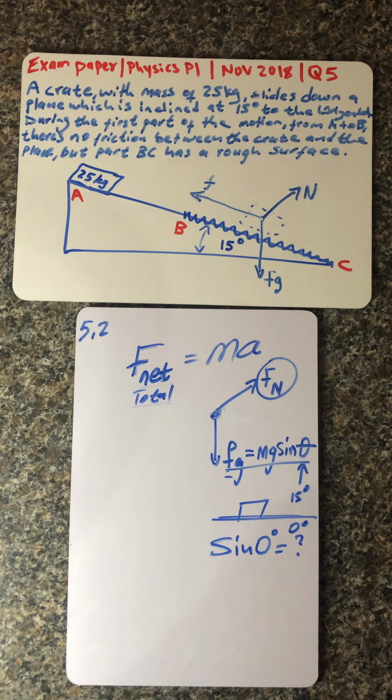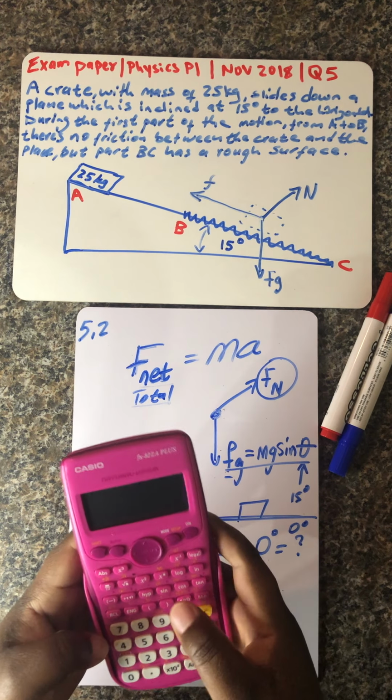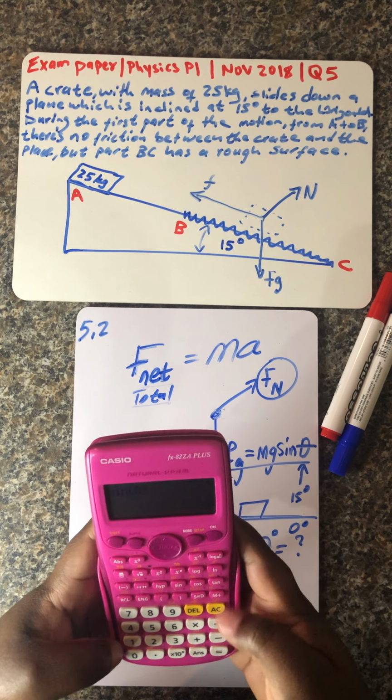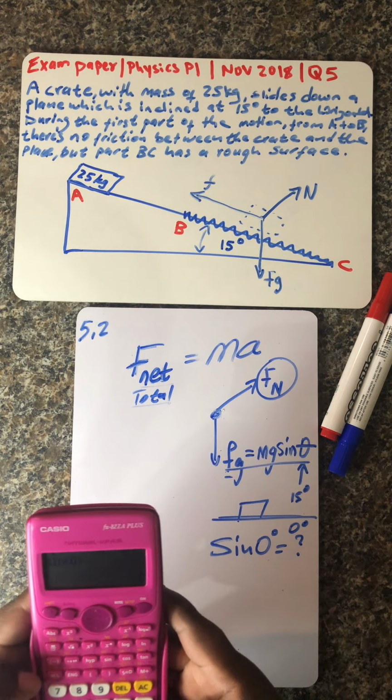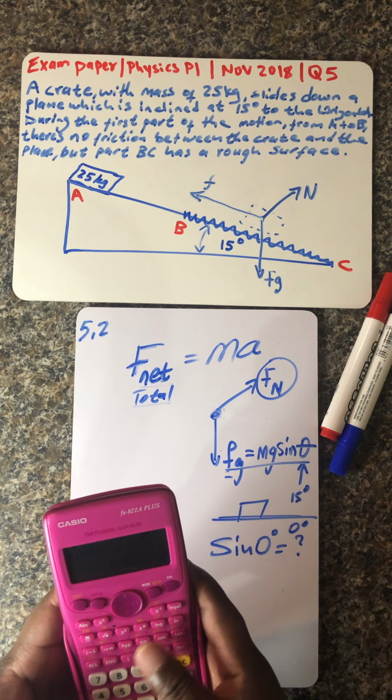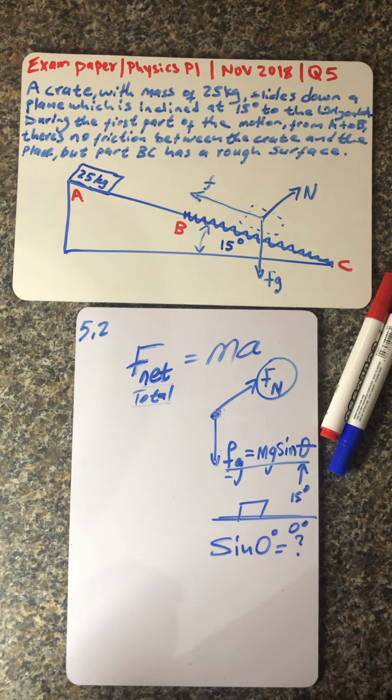Okay, guys, so I suppose you've got an answer, which I assume should be 1. Let's see, sine 0, what is it? Okay, sine 0 equals 0.